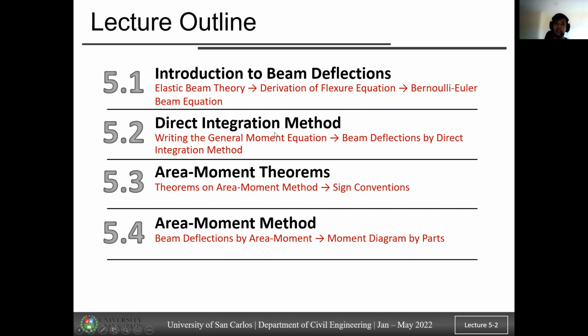Probably what I can say between the two methods is that it's the same as the shear and moment equations, wherein the first one you need to formulate an equation, similar to the direct integration method, an equation which represents the entire span of the beam. Then the shortcut is more likely the area moment method, which is a shorter version of these equations. Okay, so I think we can now start with the derivation part first.